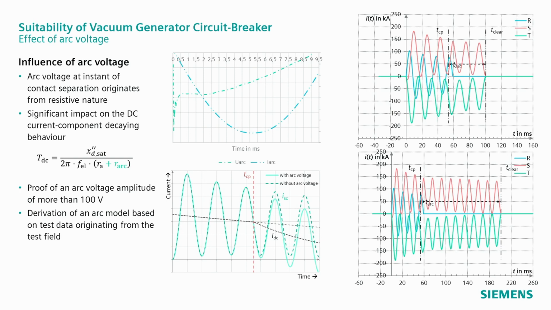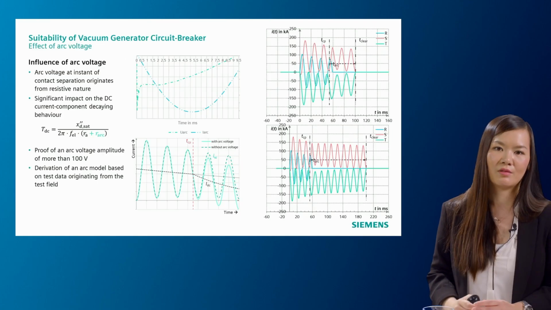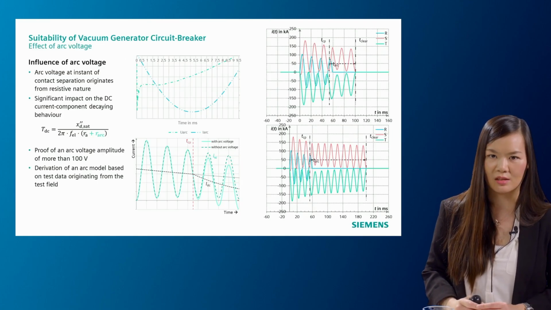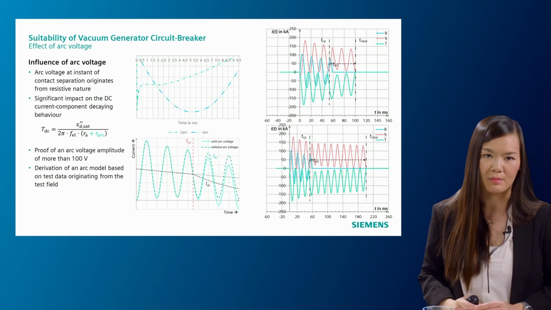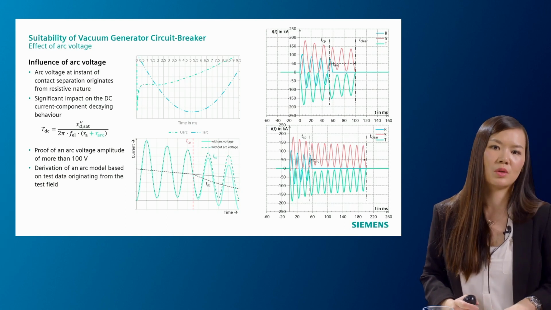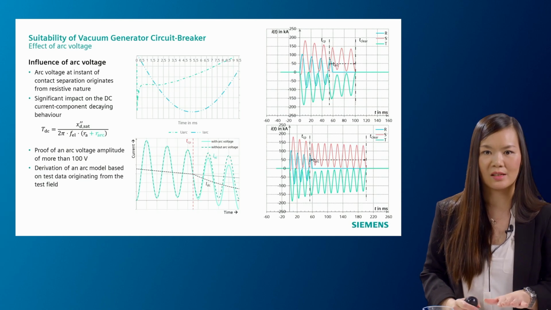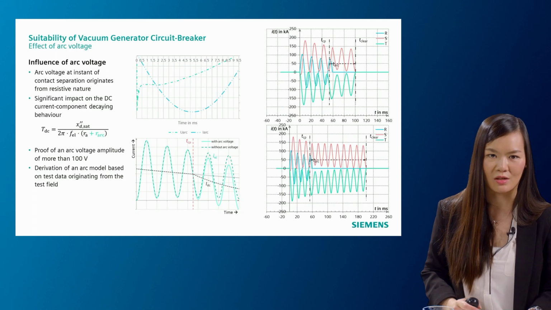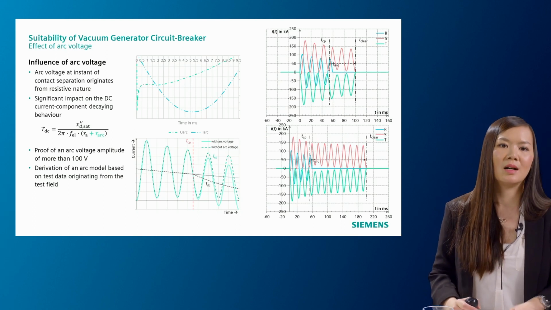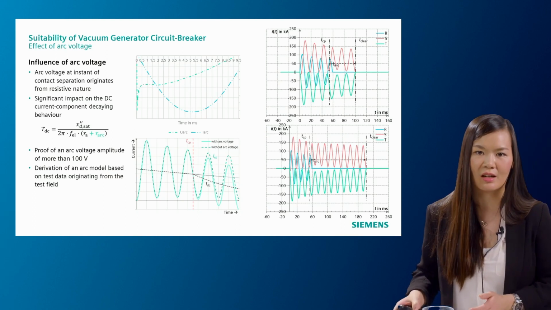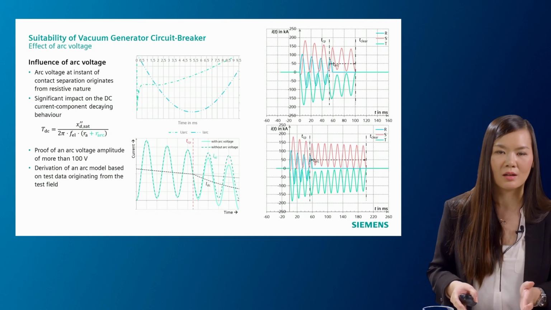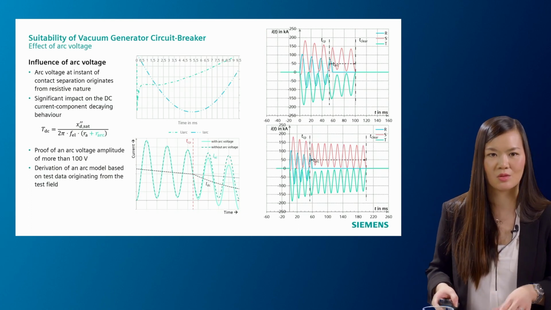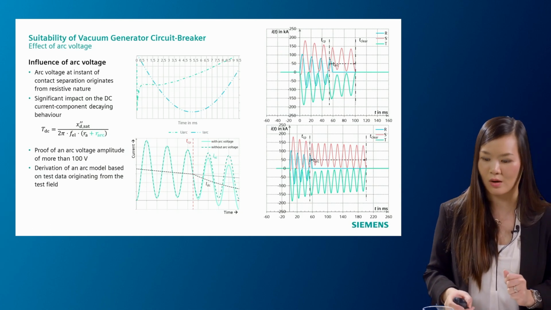And as you can see, though I do not count how many periods it will be in the lower diagram, the arc in the vacuum does have an effect of reducing the arcing time. And that is what we provide to our customer to prove that the vacuum generator circuit breaker is suitable for generator applications in general. And of course, we do the same with the synchronous condenser application as well.